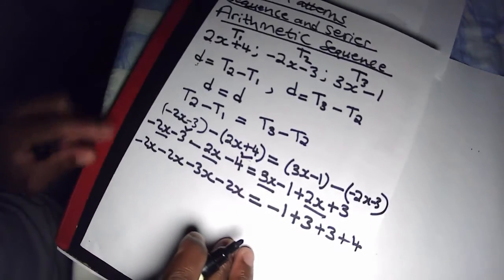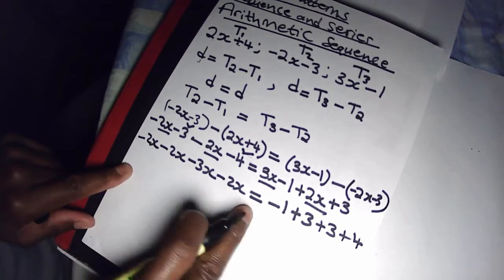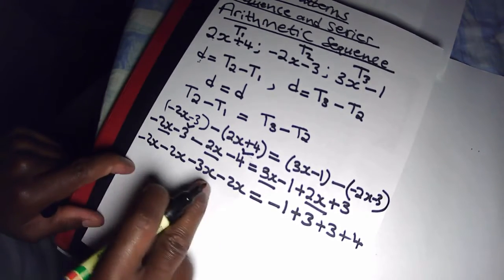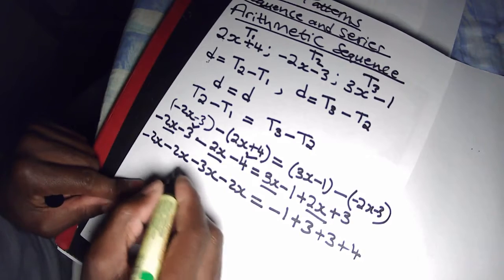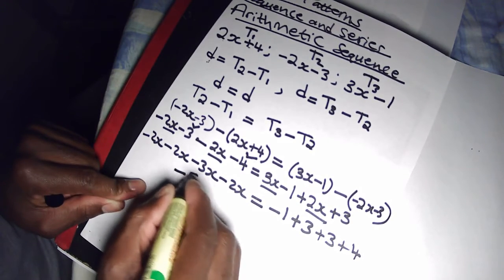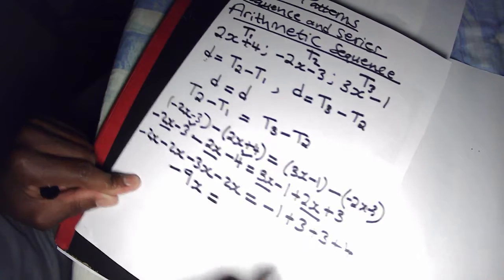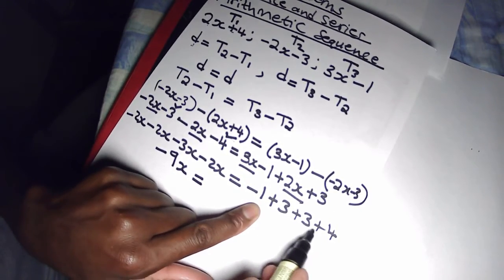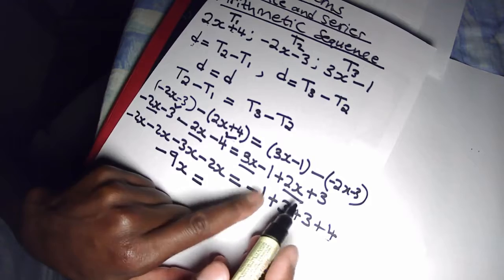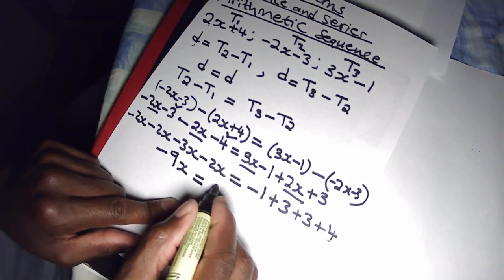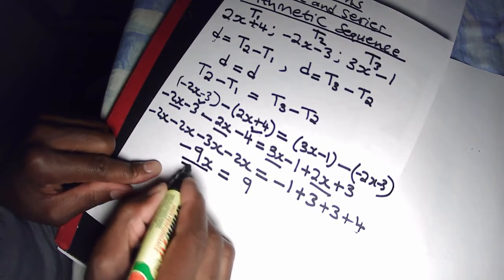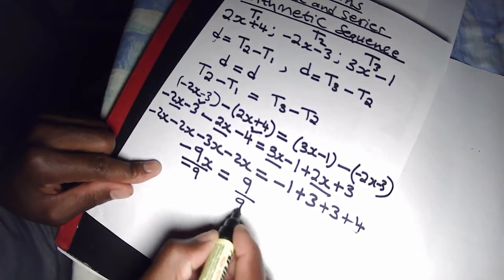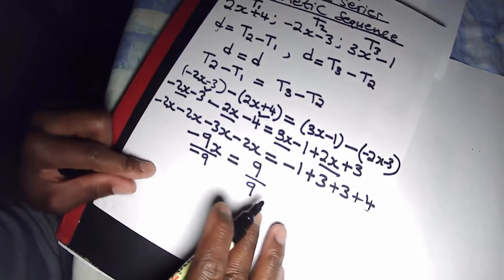Okay, so we are done. Now let us try to do the addition or subtraction here as well as there. So the answer here, negative 2, negative 2, negative 3, negative 2x, that is negative 9x is equal to, so this is 7 minus 1, that is a 9. Okay, very interesting. Now let us divide this by negative 9, since the question says we should solve for x.